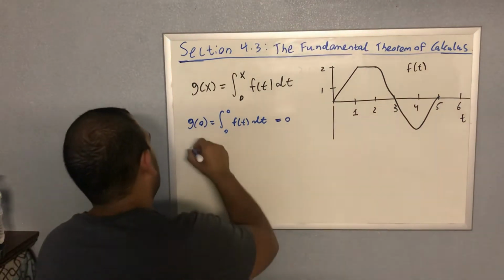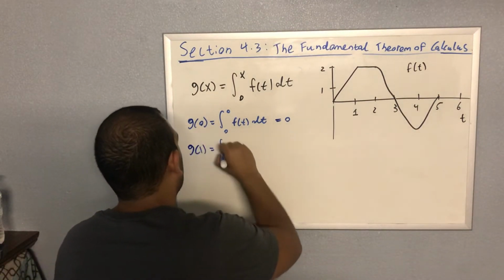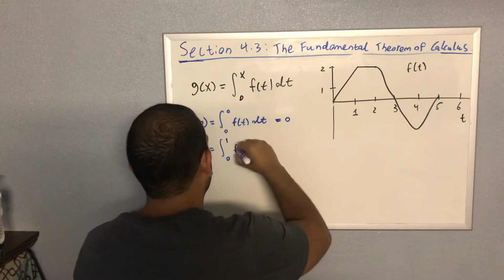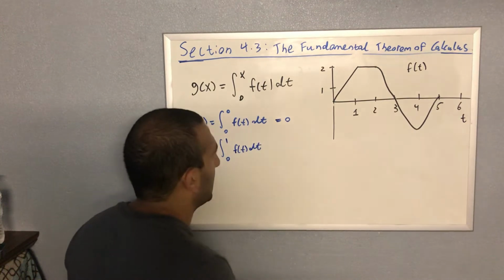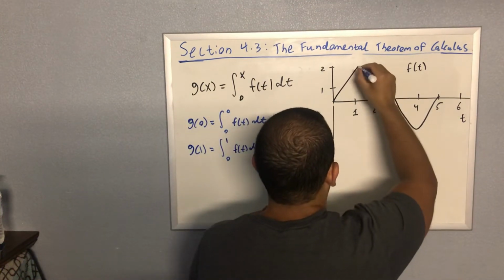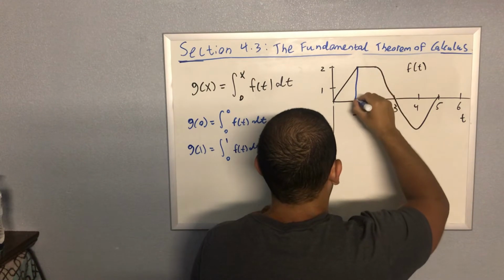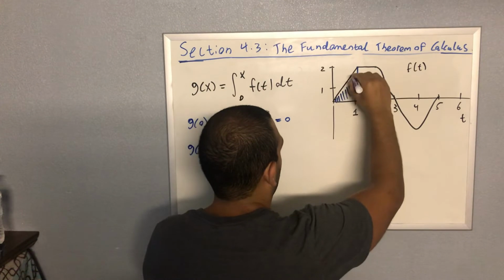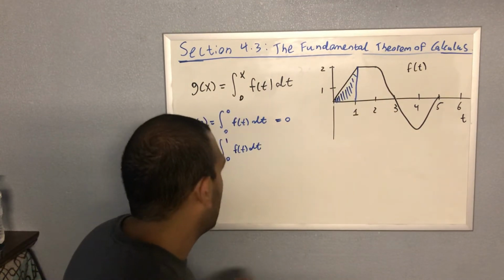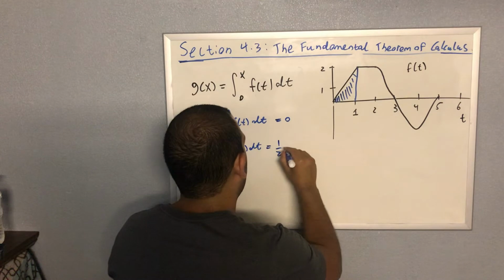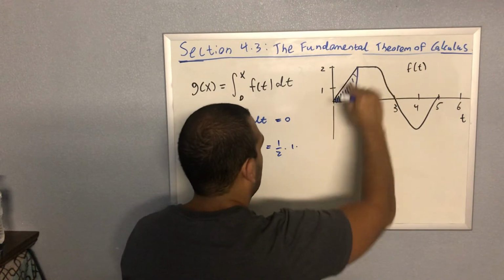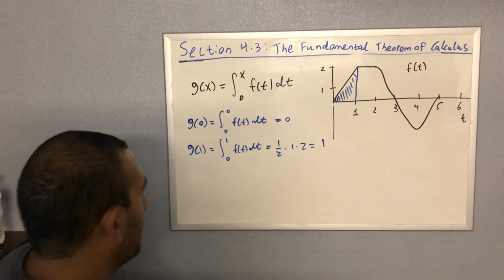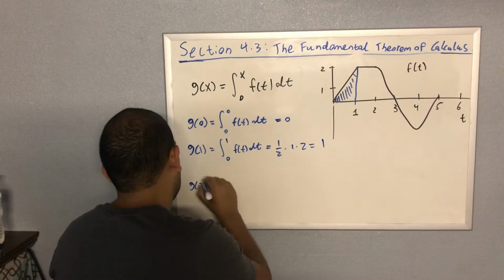Okay? Then what's g of 1? Well, it's the integral from 0 to 1 of this guy. Now if you think about it, you can actually find this very nicely. This is the area of this triangle here. So what is the area of this triangle? Well, it's 1/2 times the base, which is 1, times the height, which is 2. So we just get 1. Okay? And then what is g of 2?